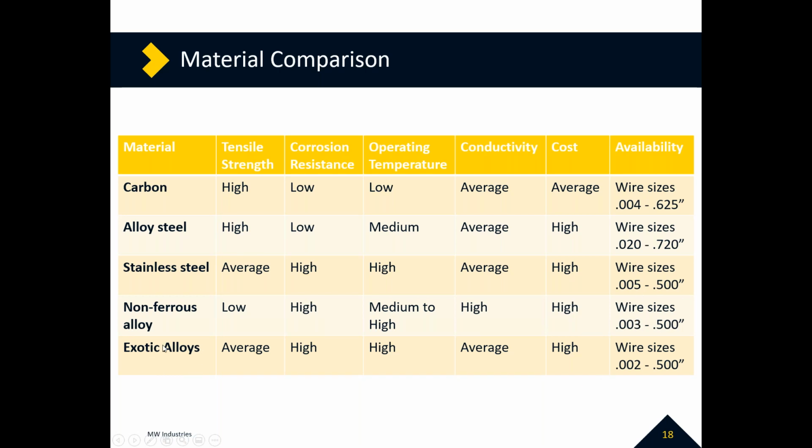And then lastly, your exotic alloys. Those are your Inconel X750. I'll use an example. Tensiles are average. Corrosion resistance, really high. High in nickel, right? Very high in operating temperatures. I think X750 can get up to 500-600 degrees easily in an operating temperature. Not that conductive. Costs, again, very high. And availability, no one really puts this stuff on the shelf. It's got to be pretty much custom ordered.